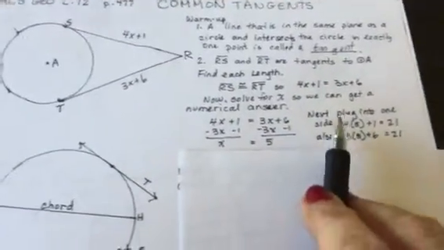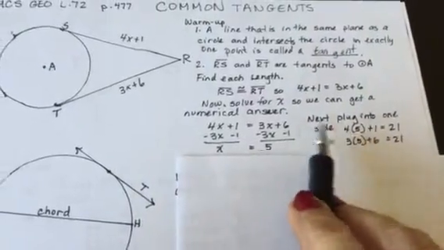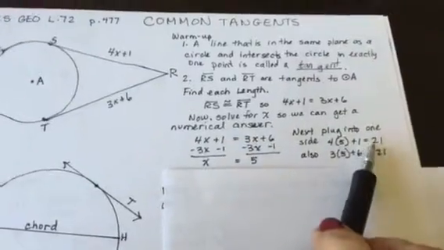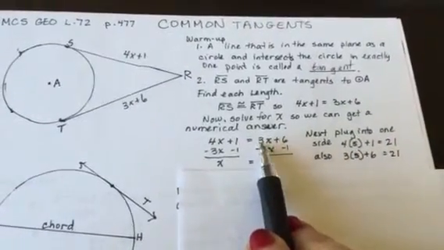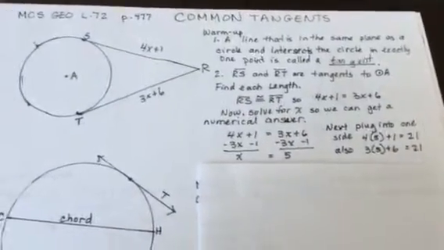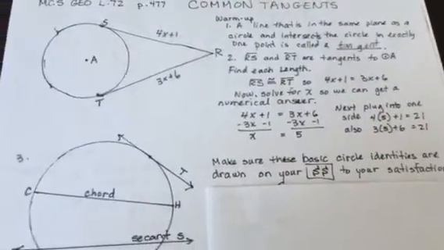That's not our answer. Next, we plug it into one side. So we plugged it into 4 times 5 plus 1 equals 21. And we plugged it into 3 times 5 plus 6 equals 21. Indeed, they are the same.